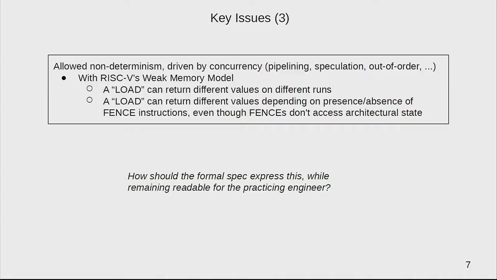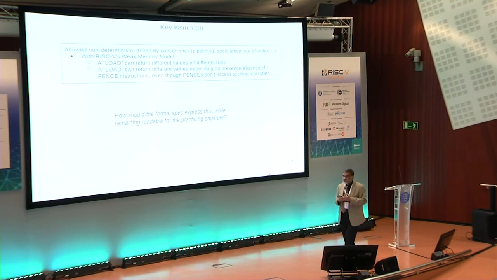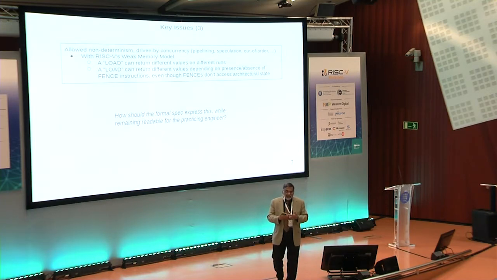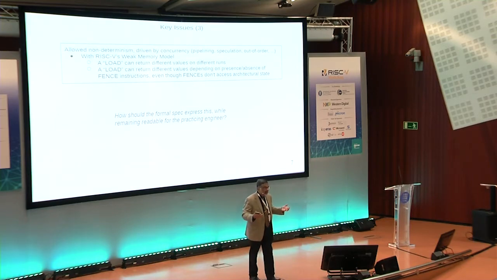A third issue is concurrency and non-determinism. One aspect about the ISA is just to think of precisely specifying for each instruction what it does, thinking of one instruction at a time. But in real implementations, we exploit concurrency heavily, certainly through pipelining, but also through out-of-order execution, speculation, and so on. And when you have this kind of concurrency, and you also have a weak memory model, about which you'll hear more in the next talk, then you can get different behaviors for the same program, even on the same implementation, on different runs of the same program, and certainly across different implementations.